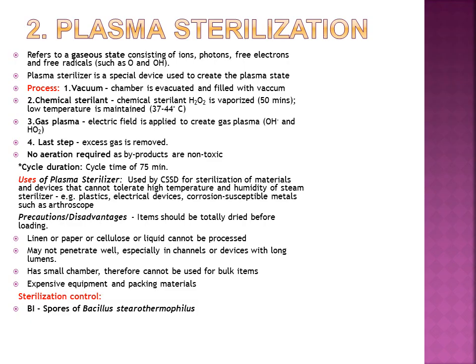Second is the plasma sterilization. So it is a gaseous state consisting of ions, photons and electrons and free radicals such as O and OH. So it is the most commonly used device in the CSSD to create plasma state. So process: first vacuum is created, then second, chemical sterilant, that is H2O2, is vaporized for 50 minutes at low temperature, 37 to 44 degrees Celsius.